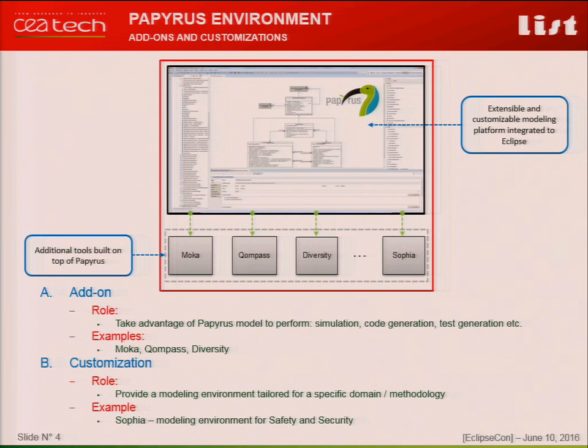Moka is one of them. The second kind of contribution is customization of the modeling environment itself. That means for a particular language, we filter the property view, filter the model explorer, and change the shapes displayed on the diagram to make the tool meet the requirements of the engineers who are going to use it. Just for the record, Moka is for simulation, Compass is for code generation, Diversity is for test generation and formal analysis of models, and Sophia is for safety analysis.